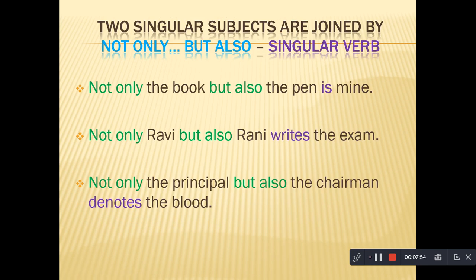Two singular subjects joined by not only...but also means we use a singular verb. Here the book, the pen: both singular subjects connected by not only...but also, so we use the singular form of a verb or maybe an auxiliary. Here Ravi, Rani: both singular subjects connected by not only...but also, so we use the singular form of the verb "writes". Next, the principal, the chairman: both singular subjects connected by not only...but also, so we use the singular form of the auxiliary "denotes".